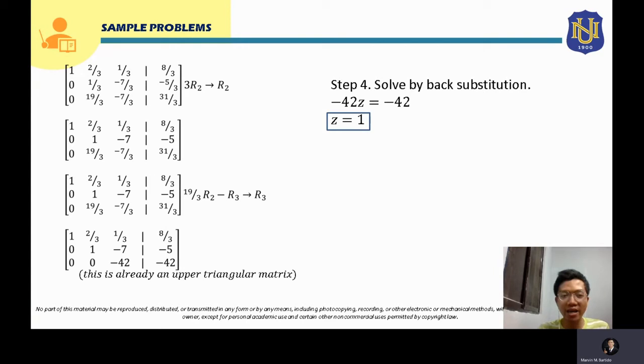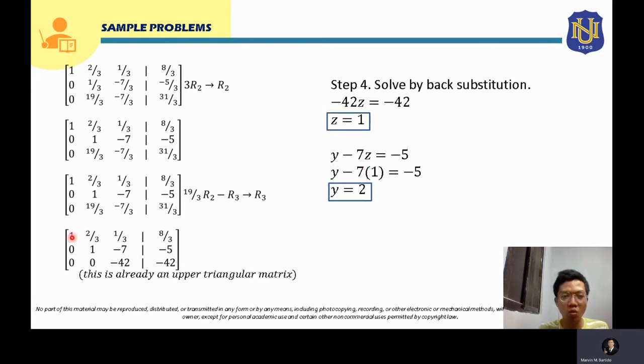Okay, now for y, we will use the second row. So this will be 1y plus negative 7z is equal to negative 5. Since we already have the value of z, which is 1, we just substitute that. So our y will become negative 5 plus 7. So that will be 2. So our y is 2. So that will be the value of y.